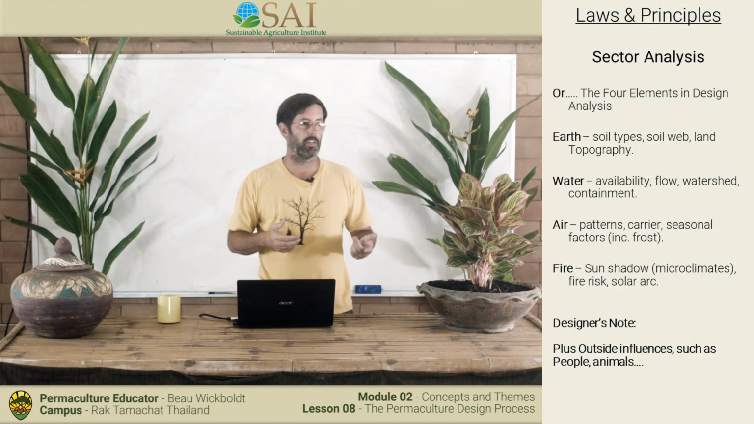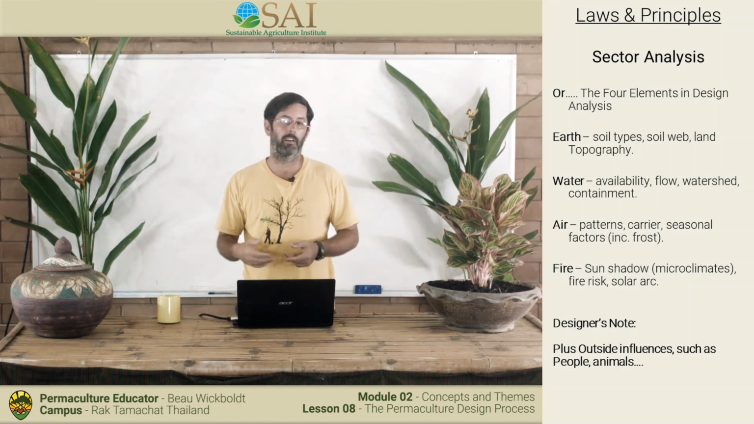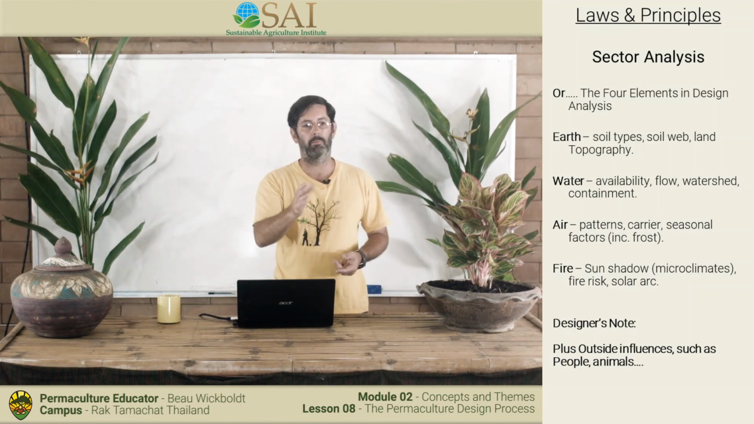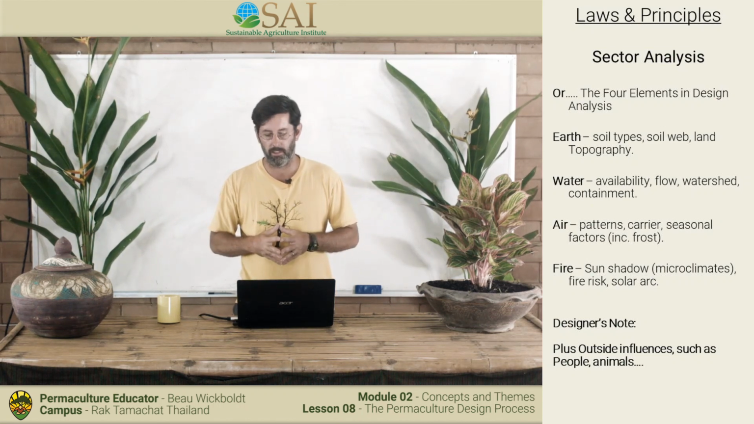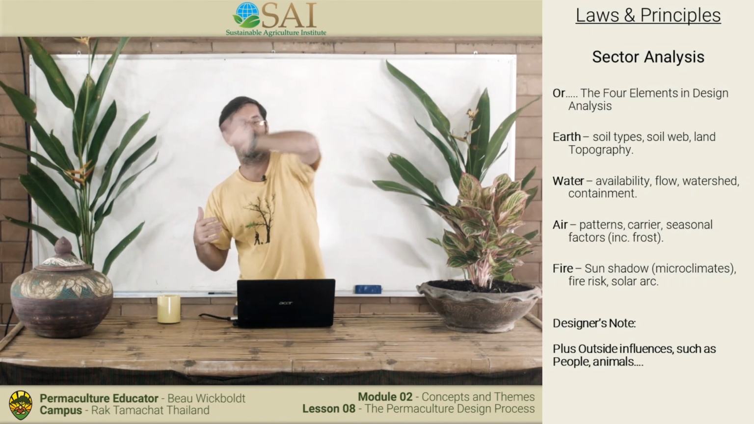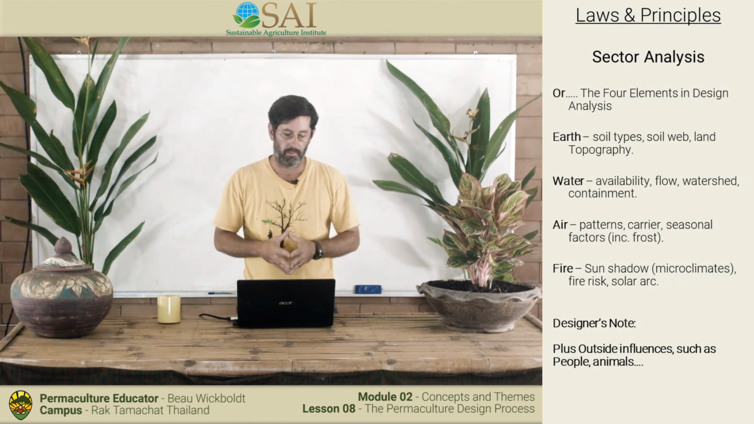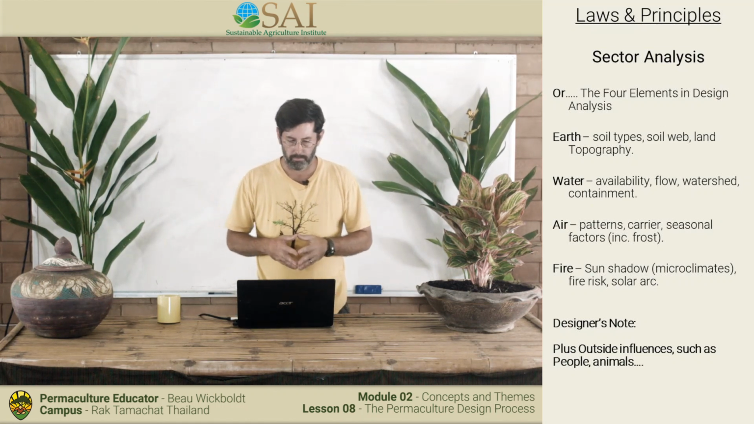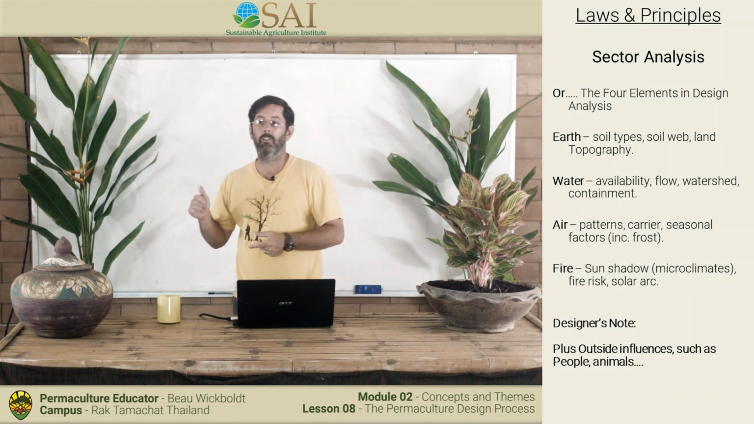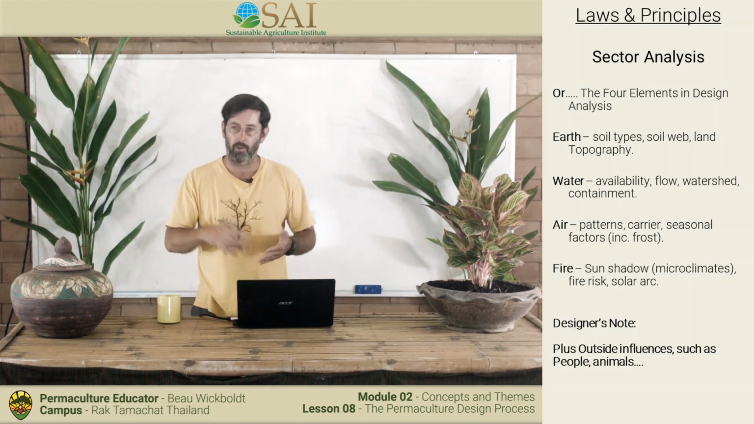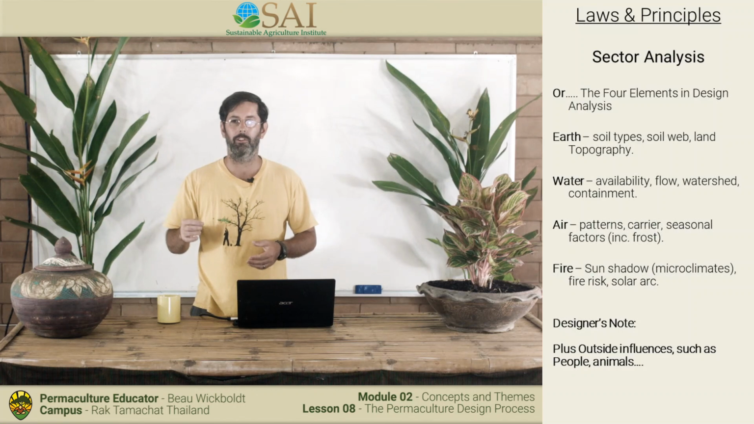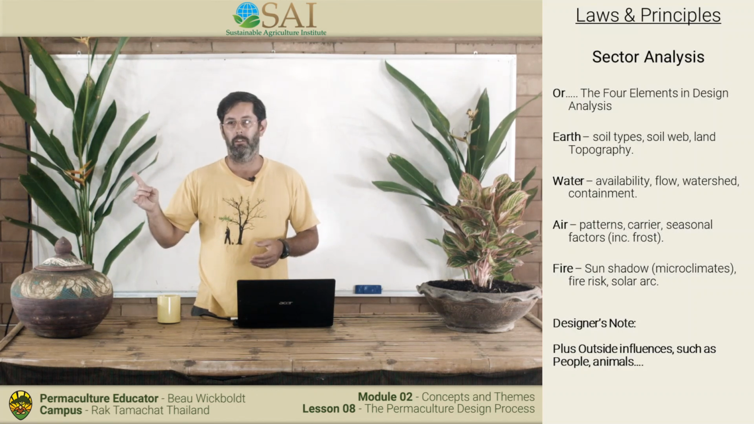If I'm in Australia or I'm in California, fire would be a risk, as we saw in the Brown compound. That's important, that she has to understand her fire risk. Or the solar arc of your property. So designer's note, plus any other outside influences on your property, like people or animals that come in. So people and animals definitely can be construed as a wild energy, right?